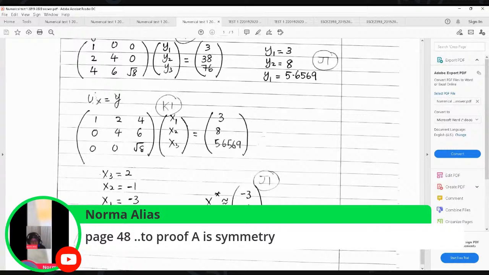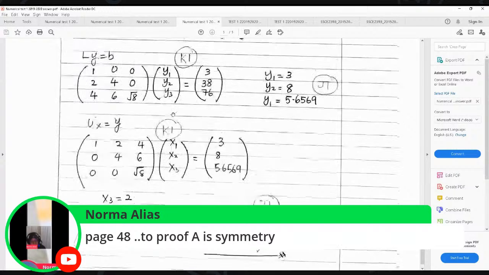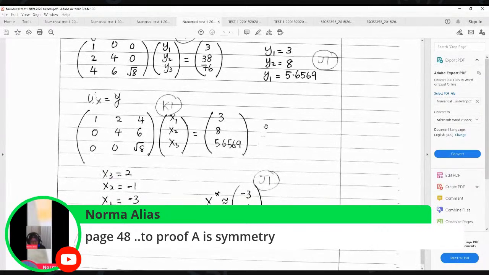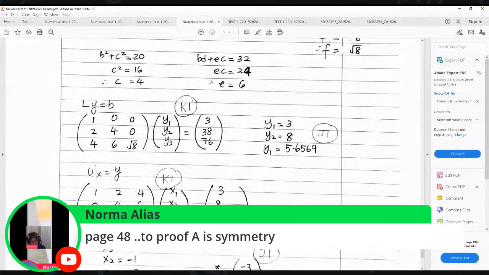All right, so the answer is 1 mark, okay? We give you 1 mark, all right? So please don't miss the method. I don't want you to write only the answer because we cannot give marks without the method, okay? K is a method, J is your answer.